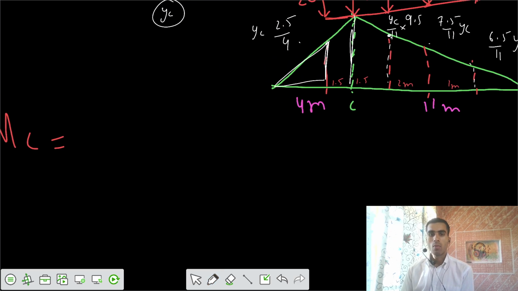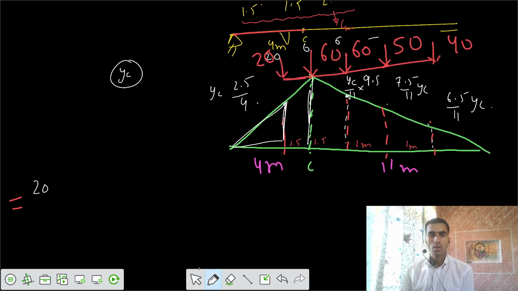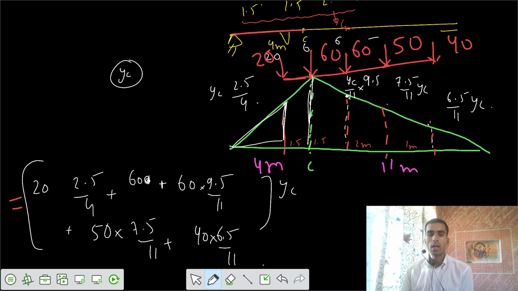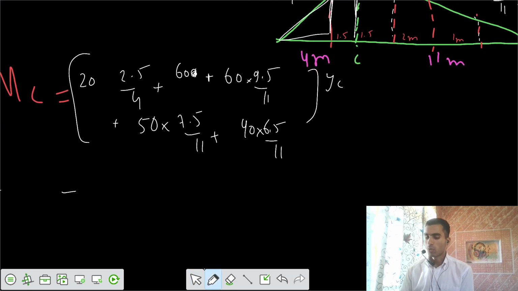Then we can write the moment at C equals 20 into 2.5 by 4, plus 60 into YC, and YC we can keep outside, since the value of YC we already know. Then 60 into 9.5 by 11, plus 50 into 7.5 by 11, plus 40 into 6.5 by 11. Then you calculate that and you would get the moment at C equal to 534 kilonewton meter.